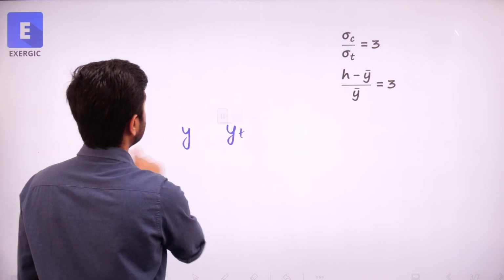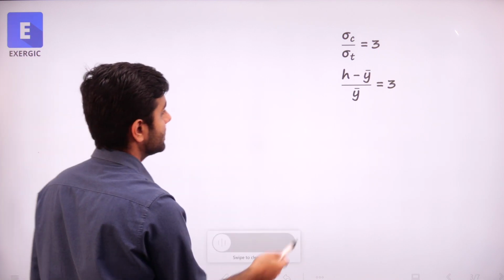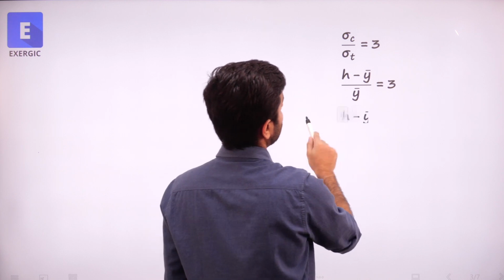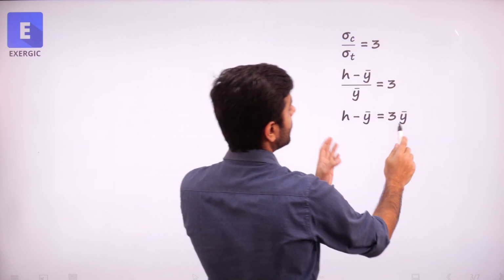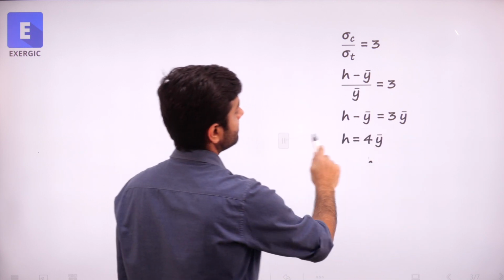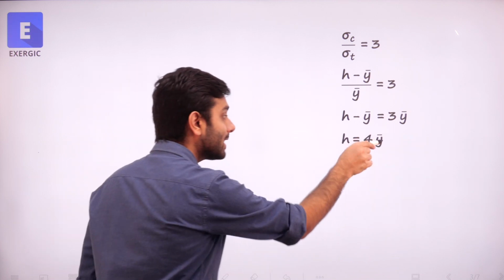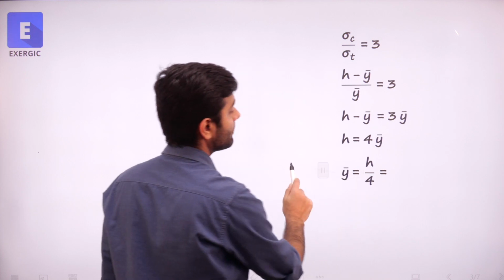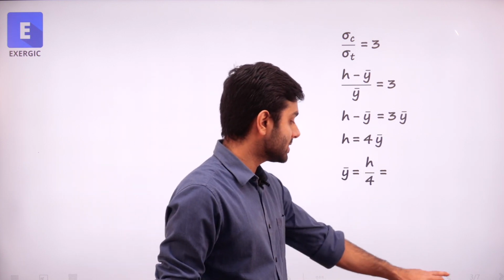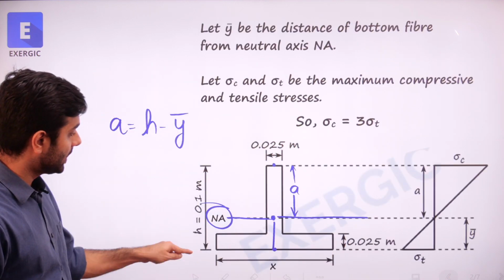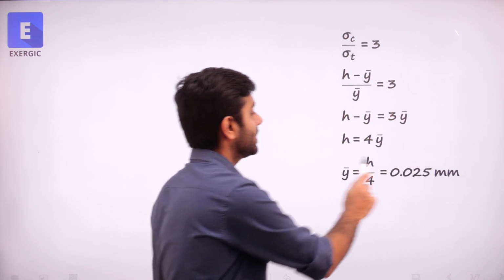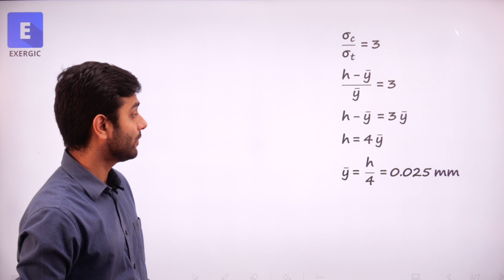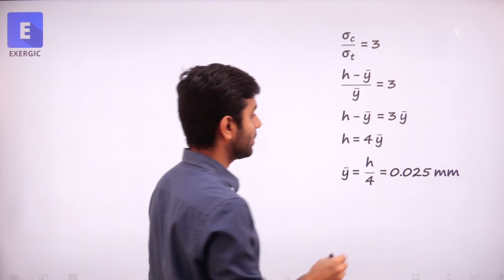Now what needs to be done? Let us now simplify this and see what we get. So h minus y bar is equal to 3 times y bar. This y bar goes on the right side, becomes 4 y bar is equal to h, correct? Which means y bar is equal to h divided by 4. The value of h is known to us as 0.1 meter, correct? That value if you put here, the value of y bar you will get as 0.025 meter. I think it's meter and not mm.